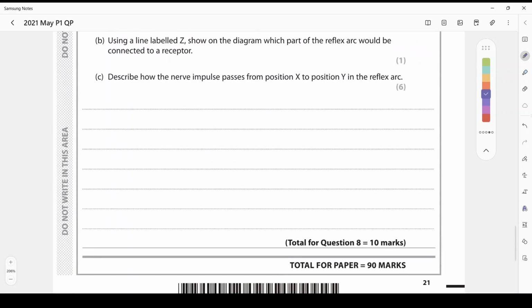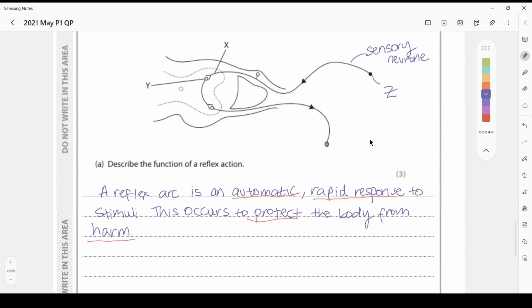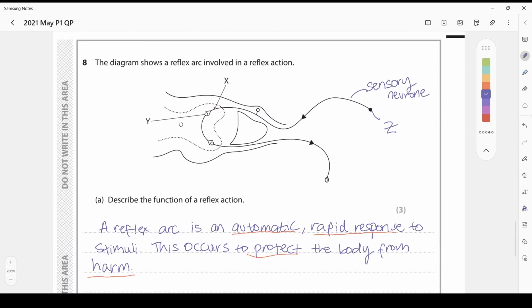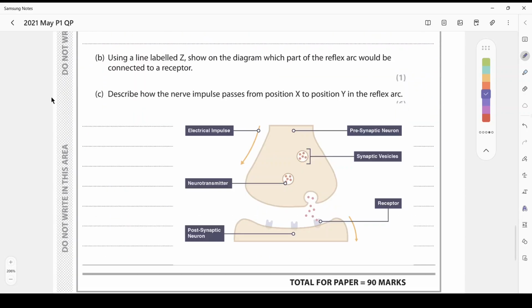Okay. Part C. Describe how the nerve impulse passes from position X to position Y in the reflex arc. So let's look at position X and position Y. So this is X over here, this is Y over here, and between them we have a synapse. So let me just include a diagram of what a synapse looks like. All right, so here I've included a diagram of the synapse.